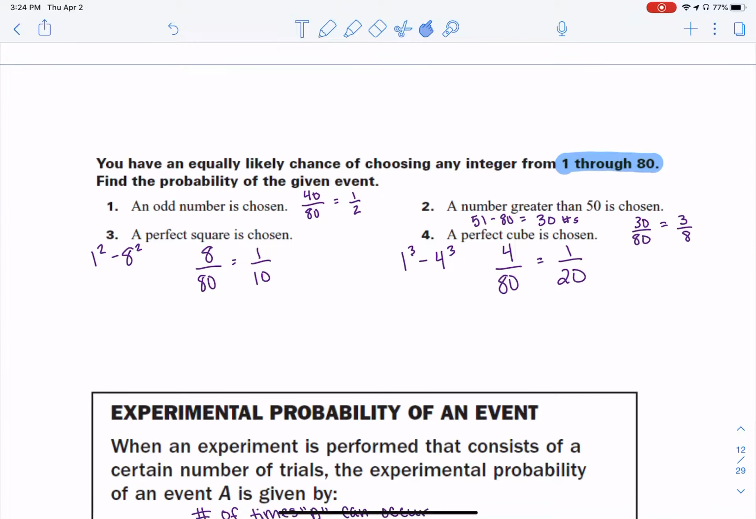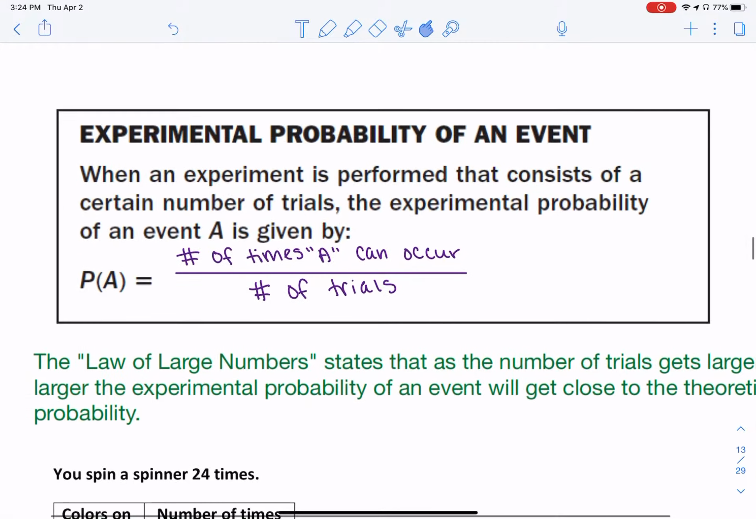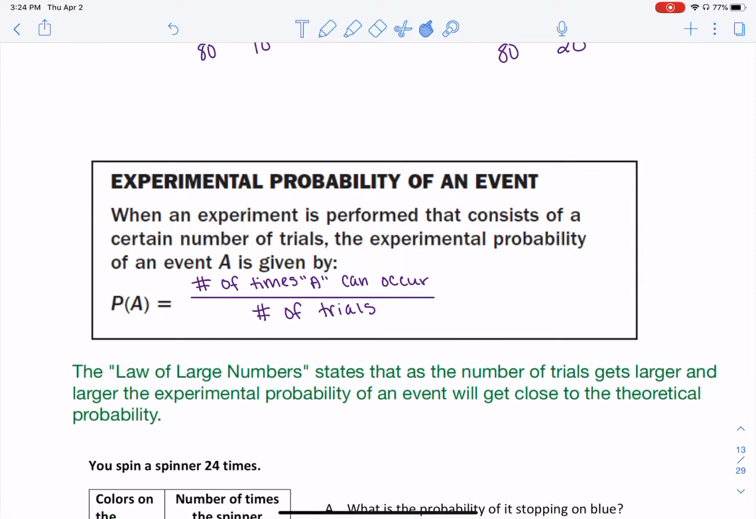Okay, so for experimental probability of an event, very similar. This says when an experiment is performed that consists of a certain number of trials, the experimental probability of an event A is given by the number of times that the event occurs over the number of trials. It's really similar, but a little bit different because it's more of an experiment versus theoretical, because we're looking at a chart or some actual data.